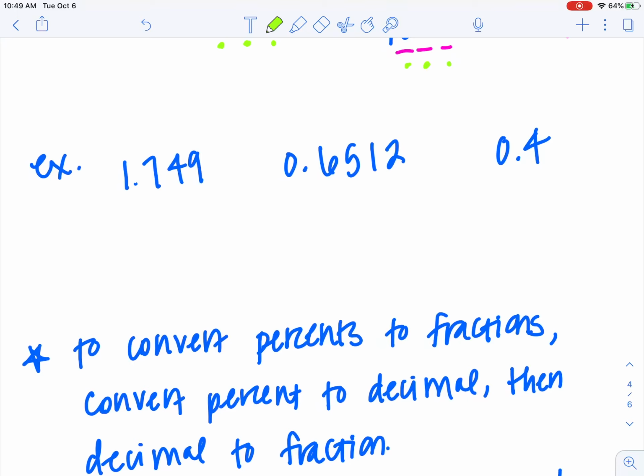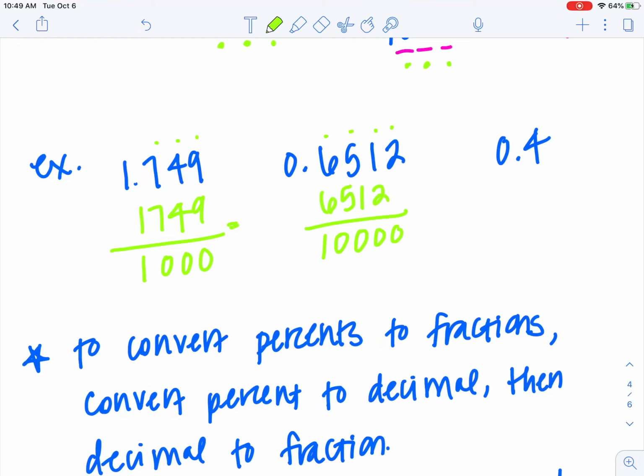All right, so some examples. I've got 1.749, so I'll do 1749 divided by 1, and then I had 3 places after my decimal point, so I'll put 3 zeros in. And now this actually does not reduce, so we're good. All right, the next one I've got 0.6512, so 6512, and then I had 4 after my decimal point, so I'm going to put 4 zeros, so 1 0 0 0 0. This does reduce. This actually reduces to 407 over 625. Again, if you need help with that, let me know.